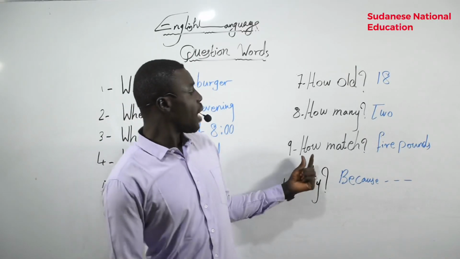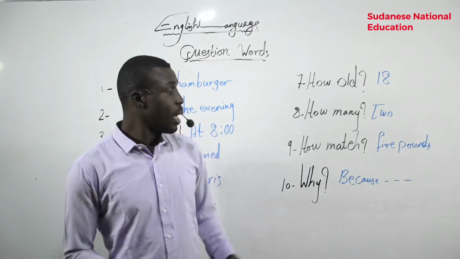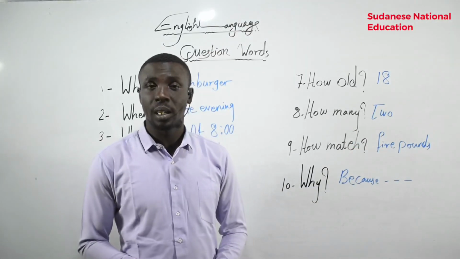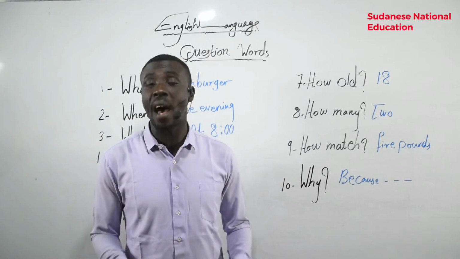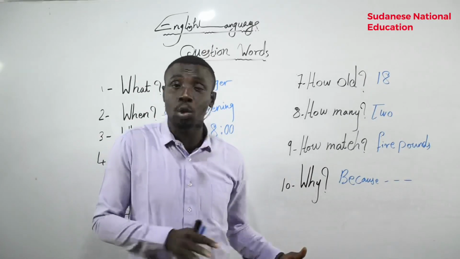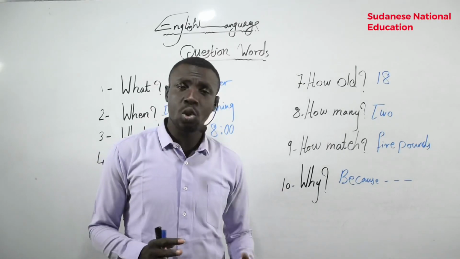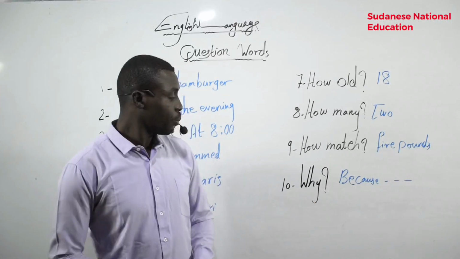But we have how much, used with uncountable nouns. How much? 5 pounds. How much time do we have? How much time? You cannot count time. It's uncountable. It's used with uncountable nouns.